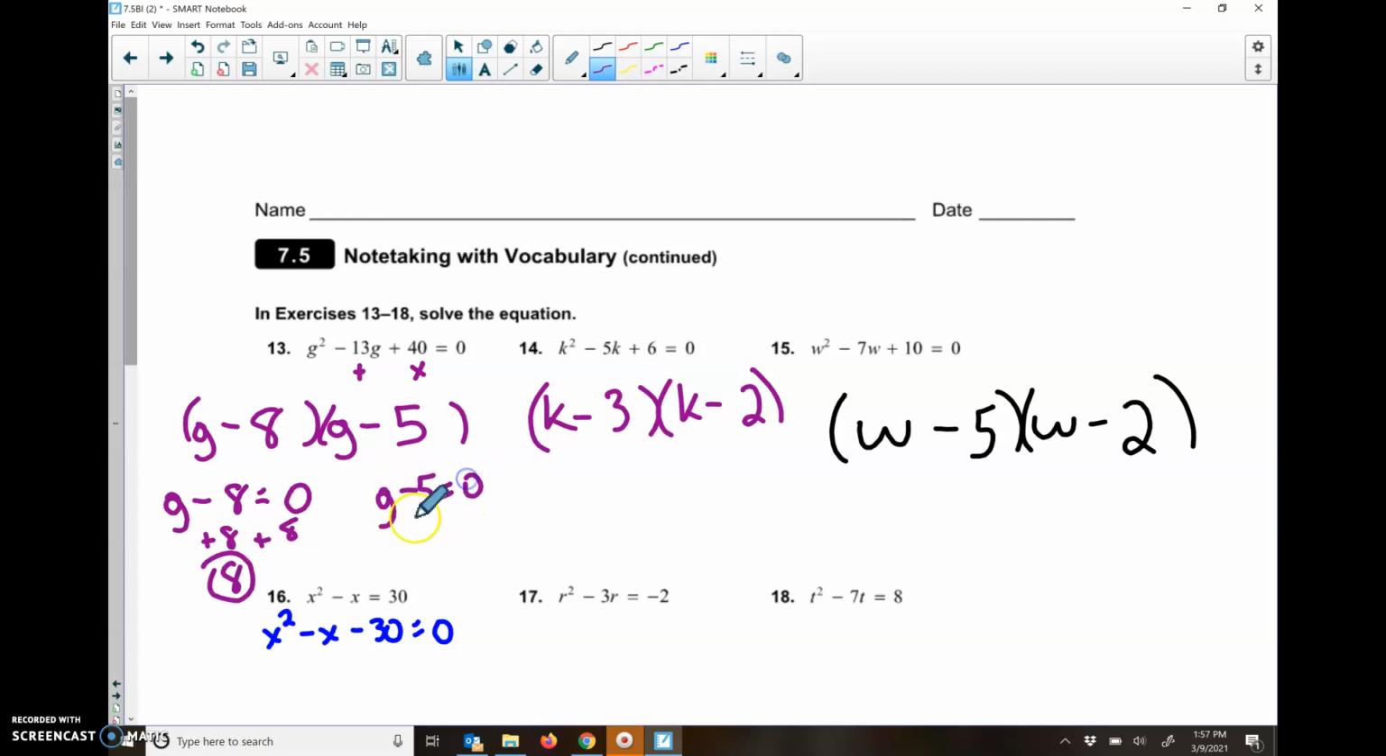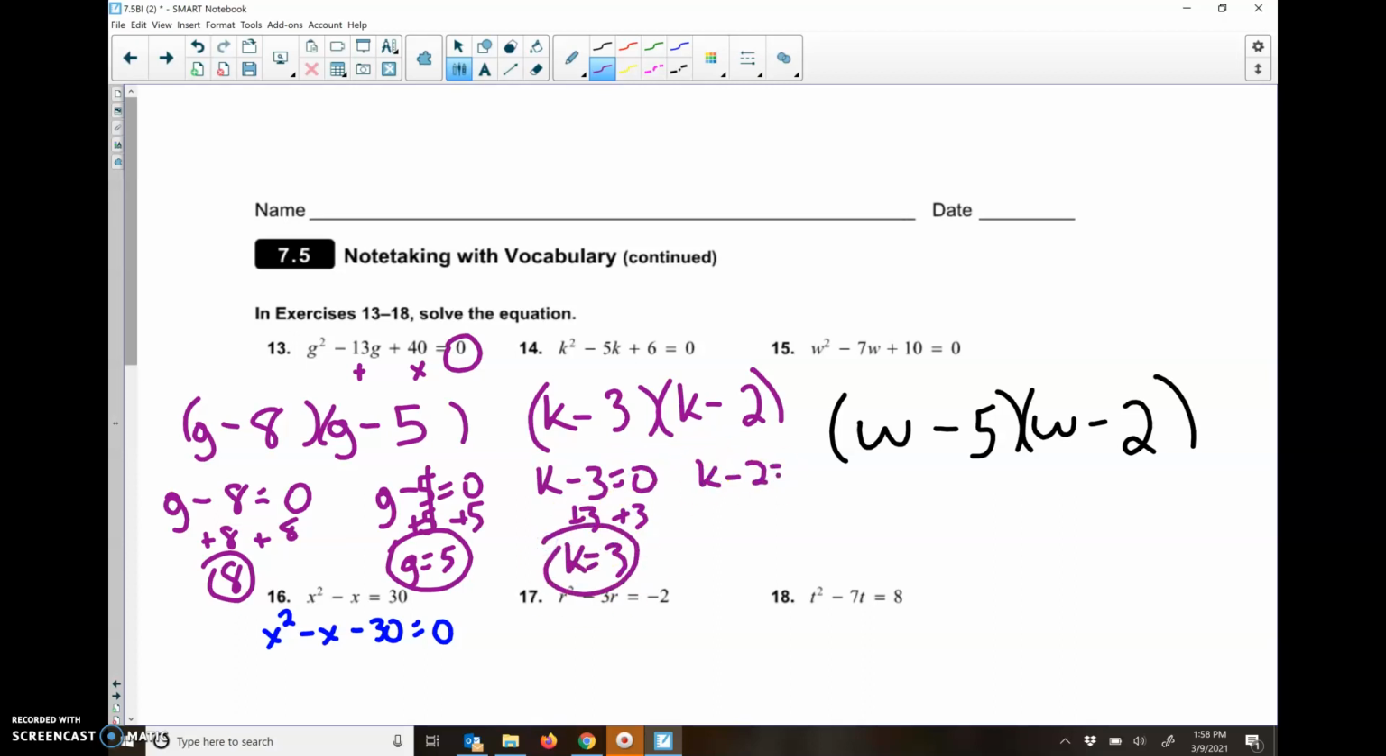G minus 5 equals 0. Add 5, add 5. So 5 is our answer there. So g equals 5, g equals 8. If I plug in 8 or 5 for either of those g's, it will end up equaling 0. And then same thing here. So k minus 3 equals 0. Add 3, add 3. So one possible answer to make that equation equal 0 is 3. Or the same thing here, k minus 2 equals 0. Add 2 to each side. So k equals 2.